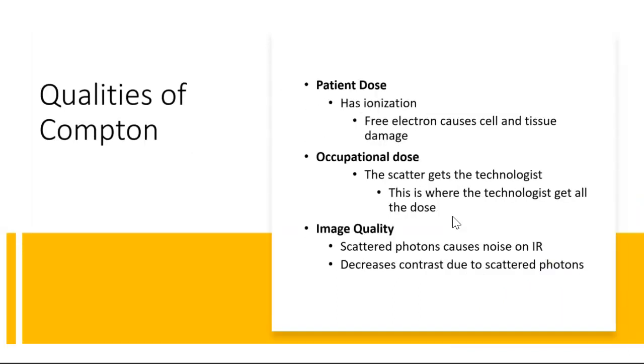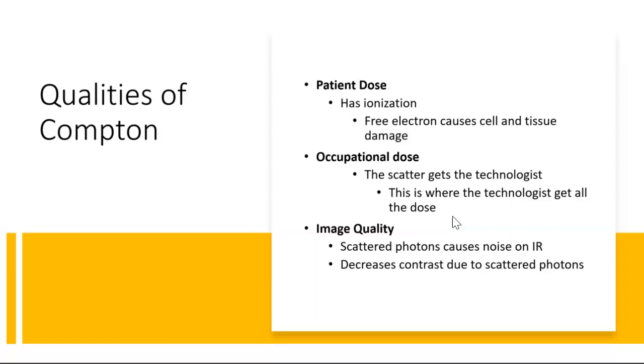Qualities of Compton. So we have patient dose. It has ionization. Photoelectric absorption and Compton both have ionization, so a free electron causes cell and tissue damage. Yep. There's occupational dose. This is the only one that radiates us as occupational workers. That's where we get our dose from, Compton scatter. So the scatter gets the technologist. This is where the technologists get all their dose. When we have a reading on our badge, it's from Compton scatter.